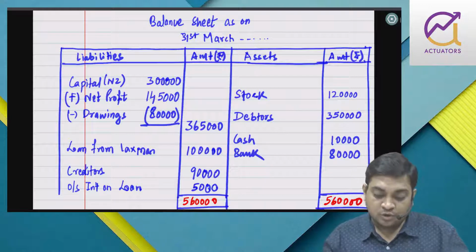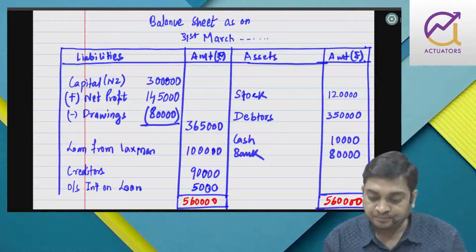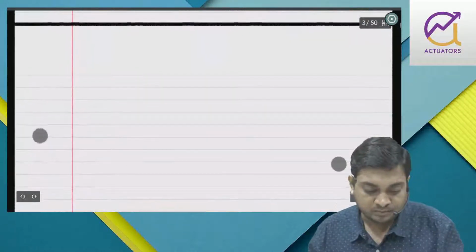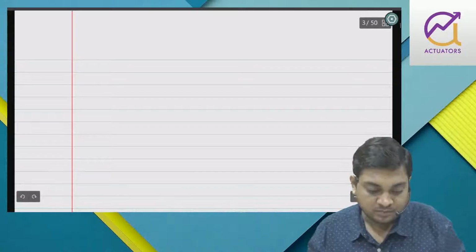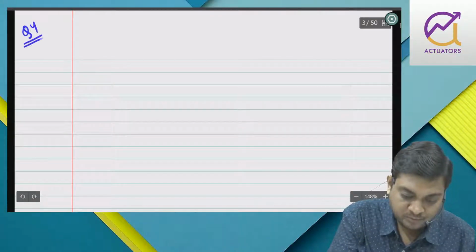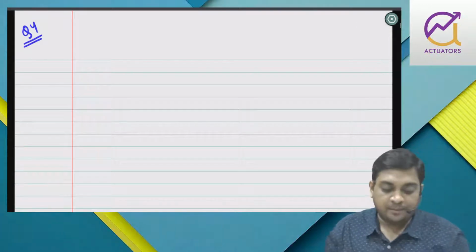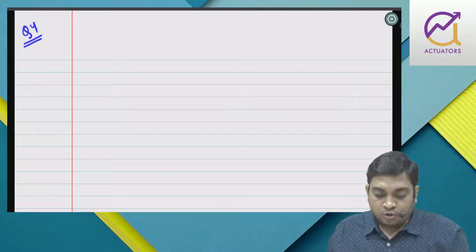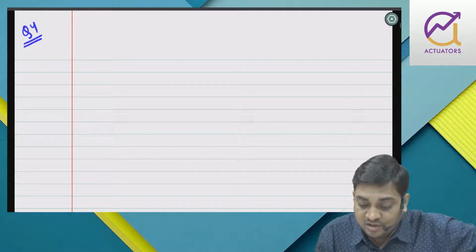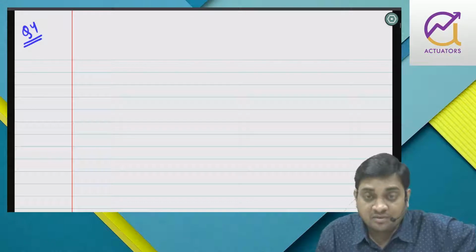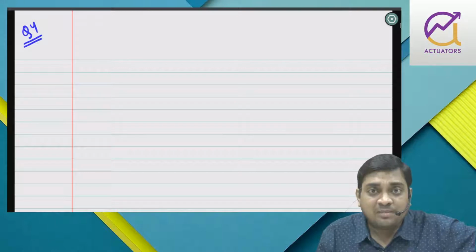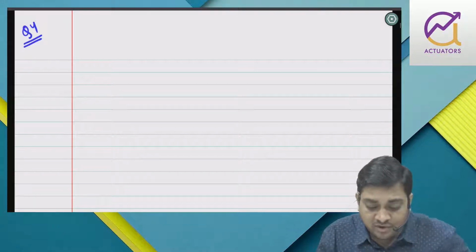Right? So now problem number 4. Okay, so the businessman keeps his account under single entry system. On 1st April of the financial year, the statement of affairs, meaning the balance sheet, is given. So here we don't have to prepare the opening balance sheet because that's given, so they have reduced our work.